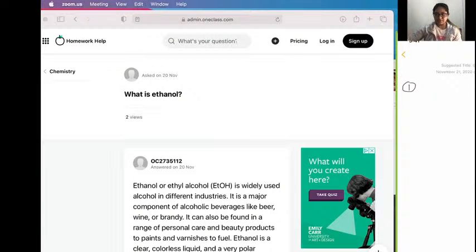Okay, so question number one says, what is ethanol? Basically, ethanol is an organic compound which has an alcohol group in it. An alcohol group basically consists of an OH group.